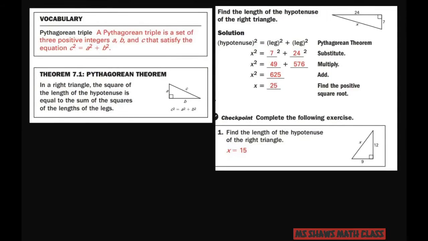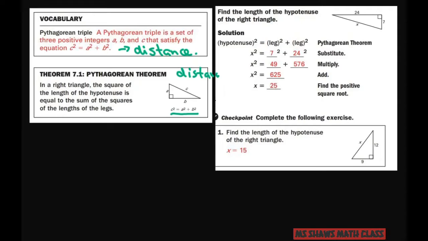So basically, for vocabulary, a Pythagorean triple is a set of three positive integers, a, b, and c, that satisfy this equation, which actually comes from the distance formula. I have another video on that. And here's your Pythagorean theorem, which, again, comes from the distance formula.